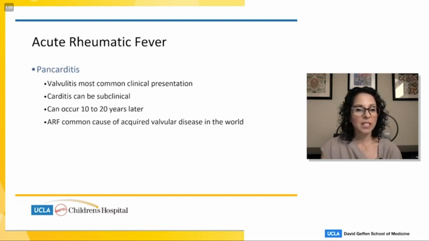I just wanted to mention the pancarditis because ARF is the most common cause of acquired valvular disease in the world. This is a preventable disease. So important to consider, as well as important to convey to our international colleagues and see how we can do to help.